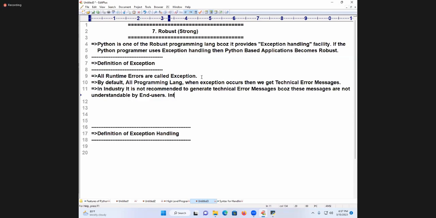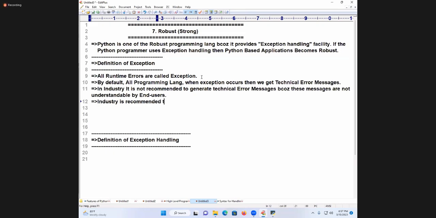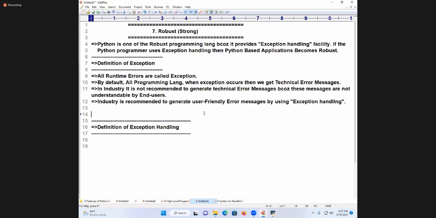So industry recommends generating user-friendly error messages, by using which concept? Very good, exception handling. Now see the name itself: exception handling. Exceptions give you which messages? Technical error messages. What are you doing now? Handling. By handling, you are converting them into which messages?